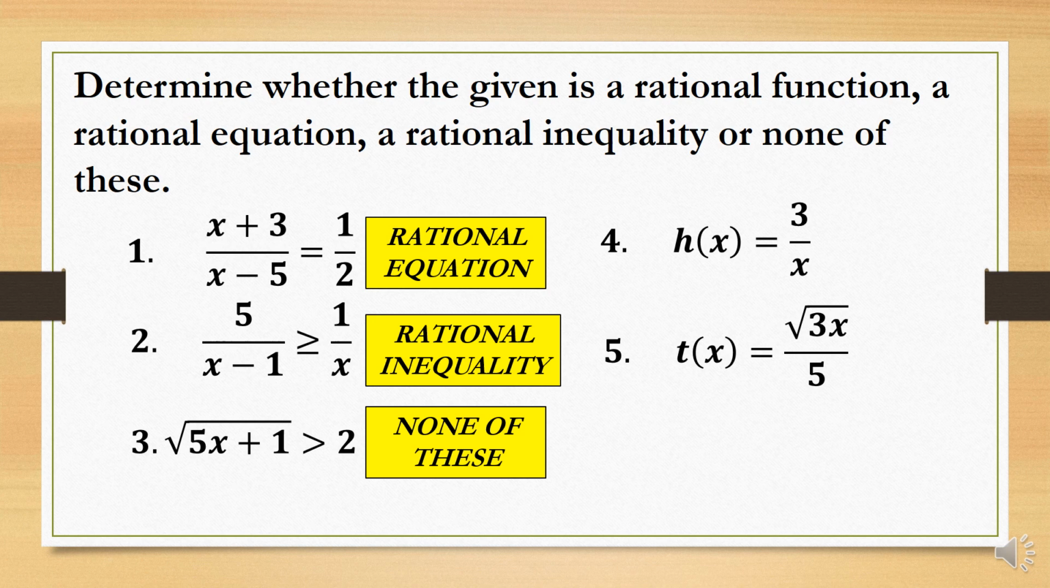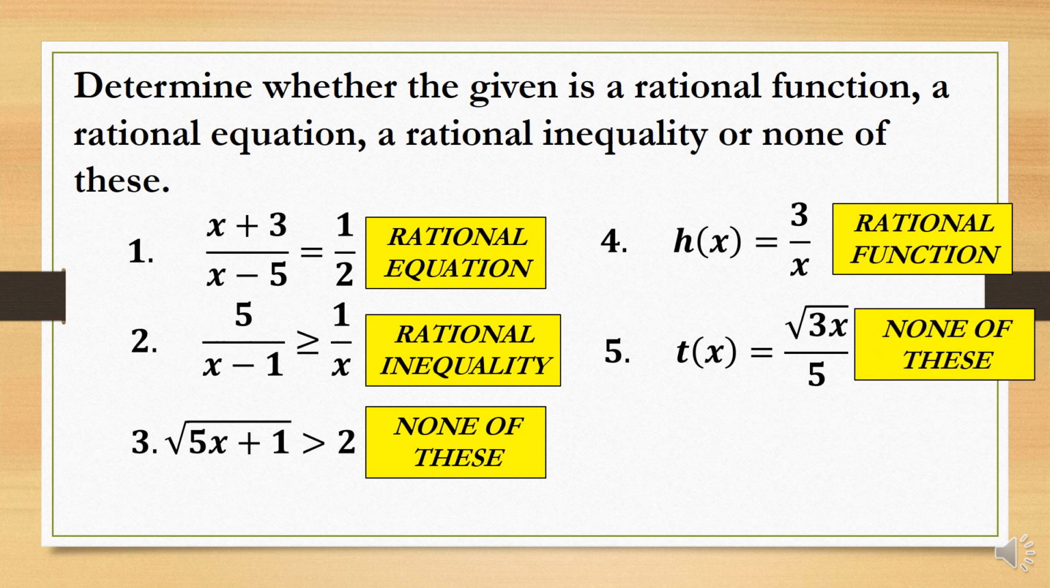How about number 4? Very good. Rational function. How about number 5? Okay, very good. None of these, because you have observed that square root of 3x is not a polynomial expression, because there is a variable inside the radical.